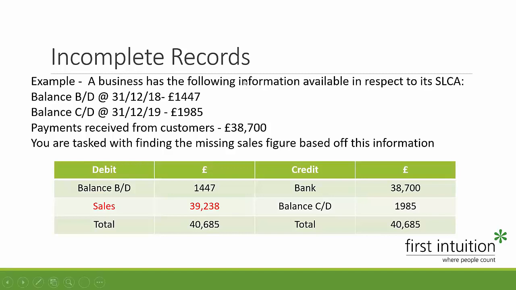We know, for example, the balance brought down is at the beginning of the year, which will be on the debit side, because again, we're working in the sales ledger control account. It's an asset account. It signals the money that our customers owe to us.